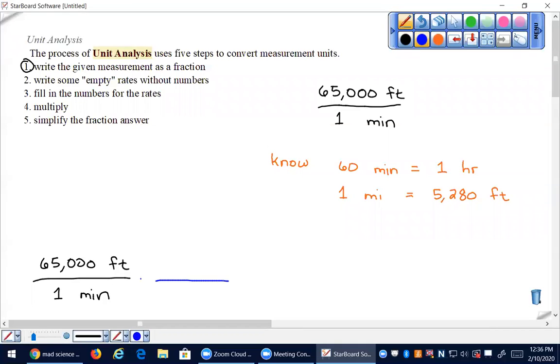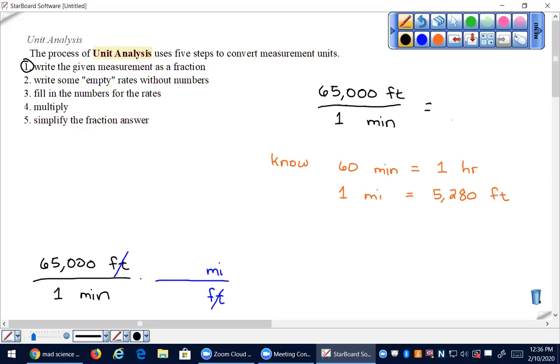I want to get out of feet and I want to get out of minutes. It doesn't matter which one I fix first. So somebody tell me, get rid of feet first. I have feet on the top, so where do I want to write my other feet? On the bottom. And I can go from feet to miles. Yes, I know that one. Okay, I'm done with feet. Woohoo. Now I have miles on top and minutes on the bottom.